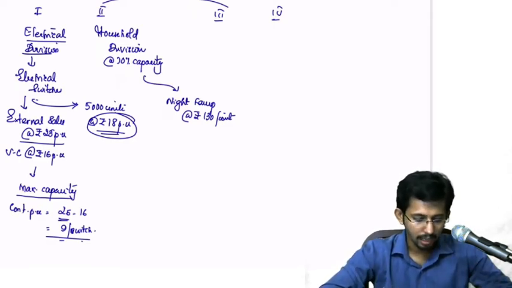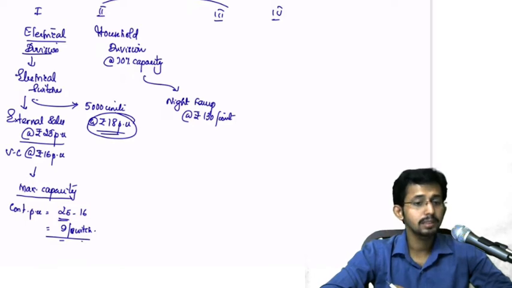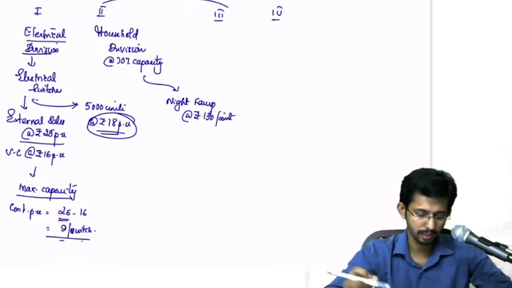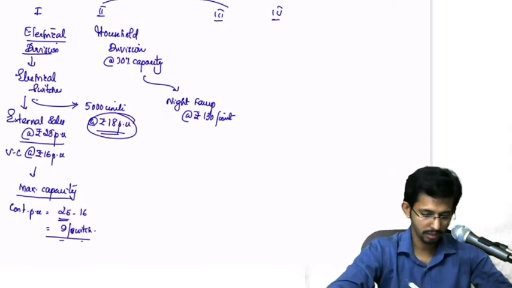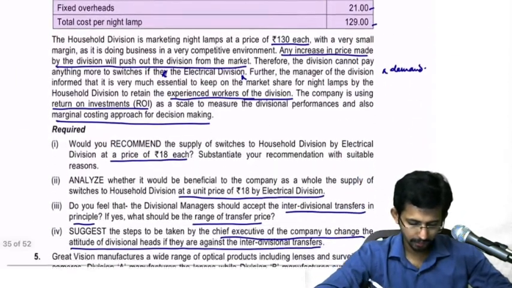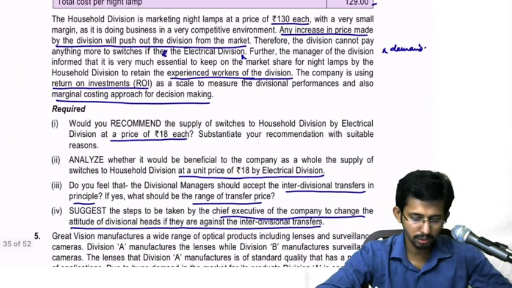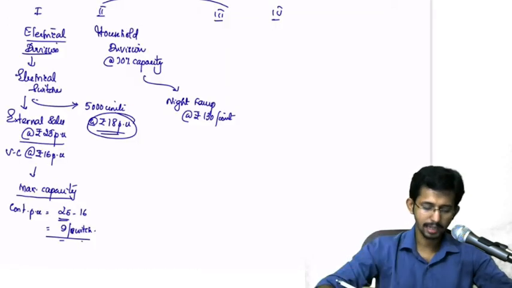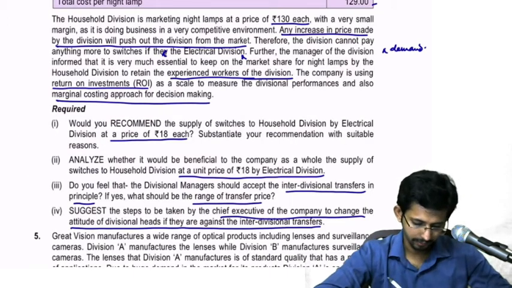Okay, now the household division, can they accept this? That is something different we have to see. So the first question was, what was the first question? The first question was, would you recommend the supply of switches to the household division by the electrical division at a price of rupees 18 each? Answer to that.